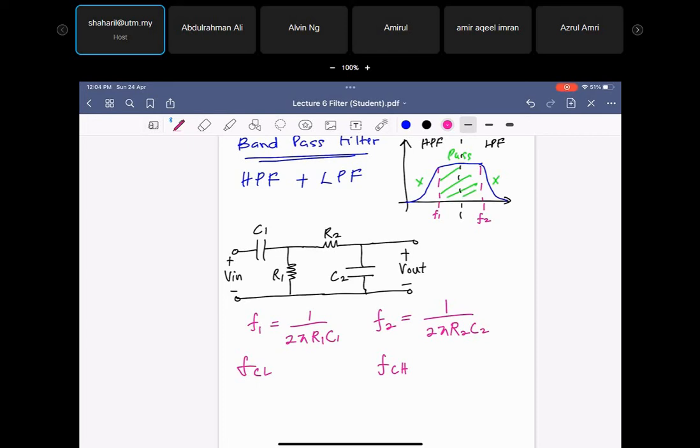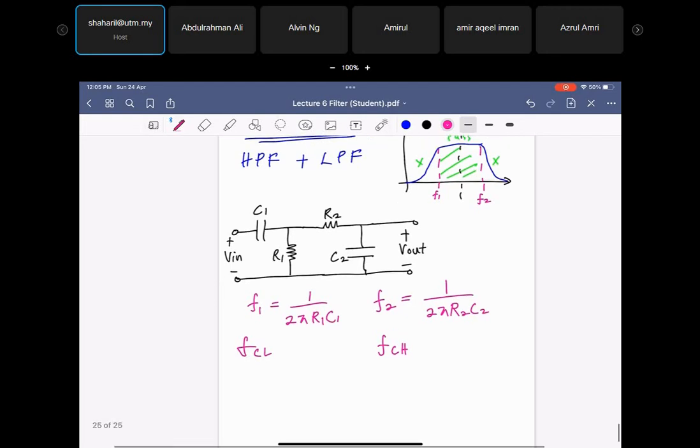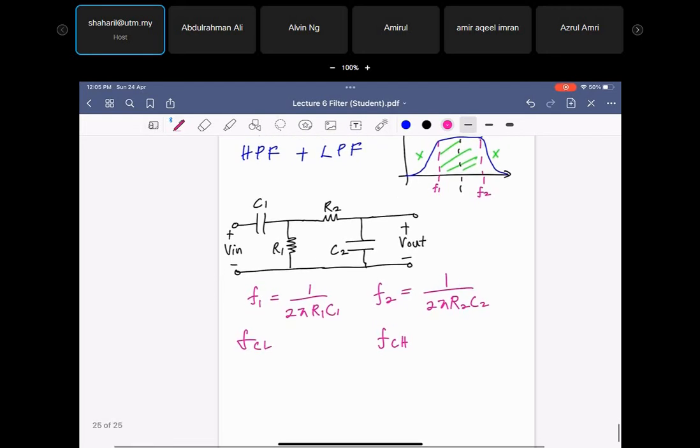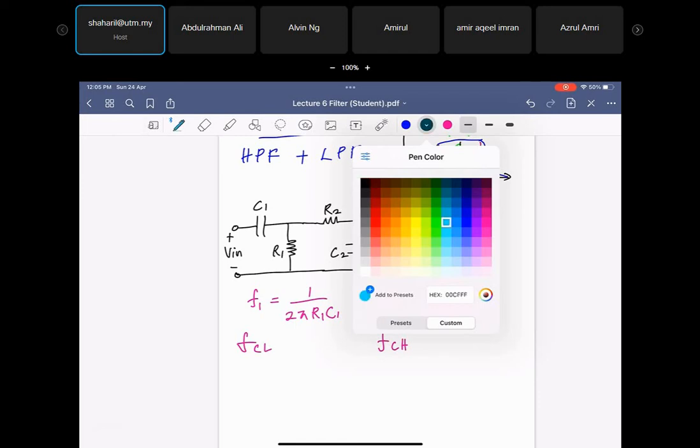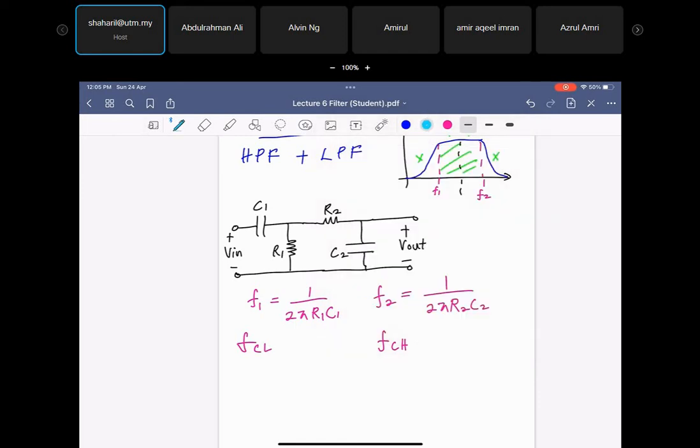Okay, that is the band pass filter. All right, can you understand it? Okay, so let's say that we want to allow the frequencies from 10 hertz to 10 kilohertz. We just allow the frequency between 10 hertz to 10 kilohertz. So in this case, you can design the band pass filter, right?